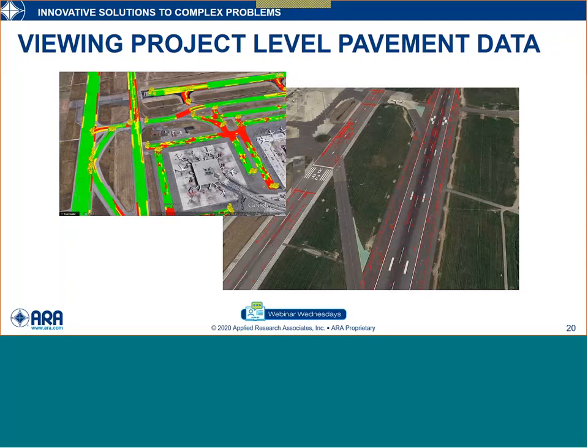Some examples of what that might look like in a GIS output are shown here. In the top left, we're displaying it more as a heat map of the pavement condition, as opposed to individual sample units. And in the bottom right, you can see all these red lines. Those are actually the cracks where they're located, or the other distresses, a way to show that data on a project level.